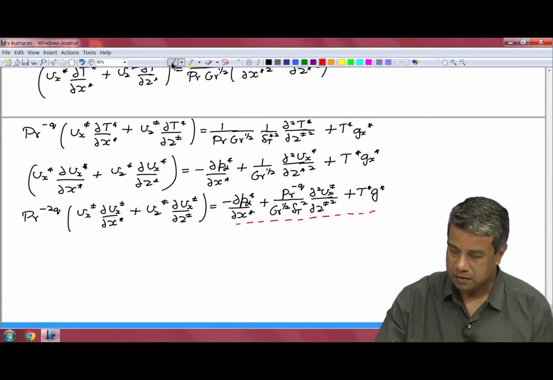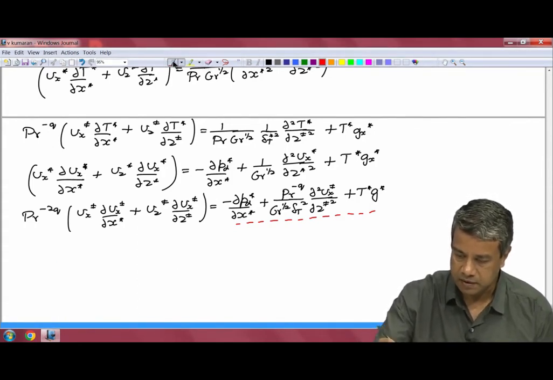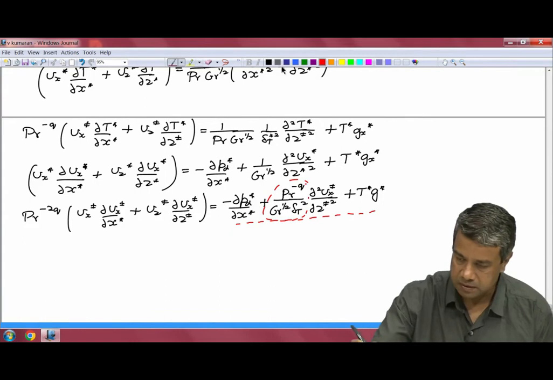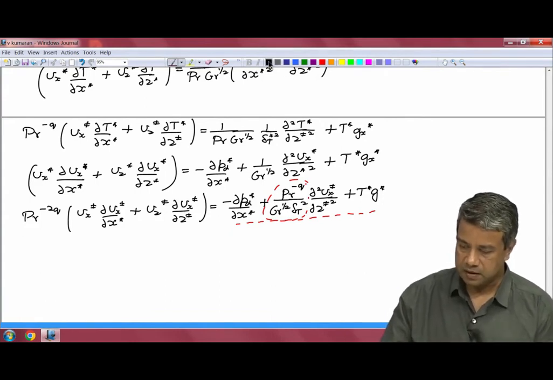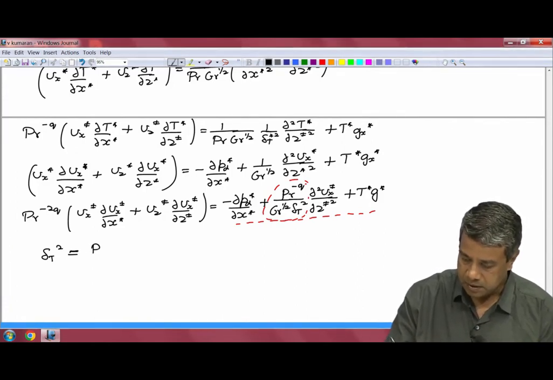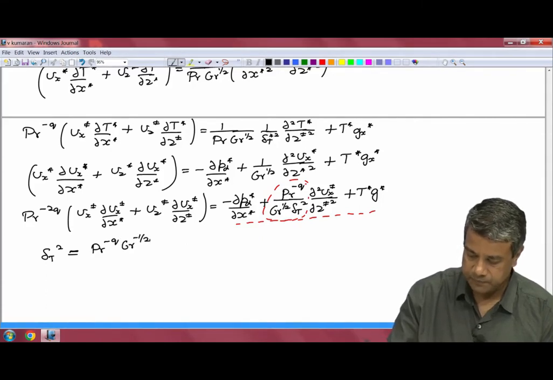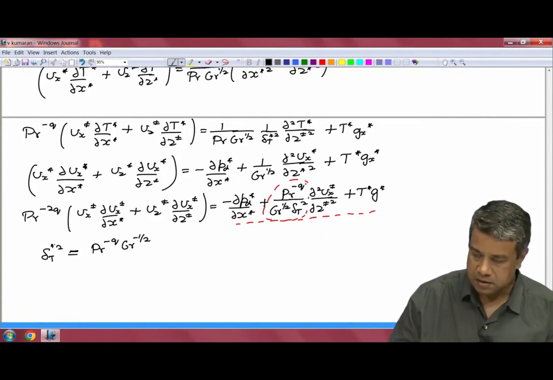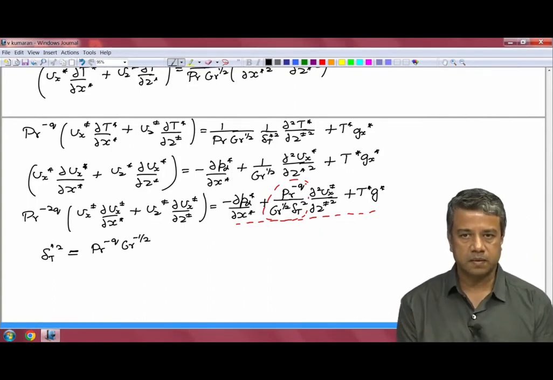And from that, you can easily see that if this is comparable to the body force, that means this term has to be order 1. And therefore, I get the relation delta T square is equal to Pr to the power minus Q, Gr to the power minus half. That is the expression for the boundary layer thickness, so that the coefficient of the viscous term is 1.